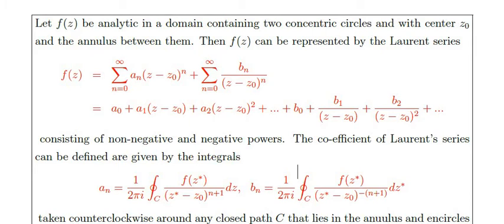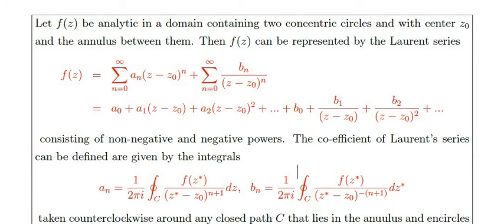Let f of z be analytic in a domain containing two concentric circles with the center z0 and the annulus between them. Then f of z can be represented by the Laurent series as f of z equal to summation n equal to 0 to infinity a n into z minus z0 the whole power n, plus summation n equal to 0 to infinity b n divided by z minus z0 the whole power n.